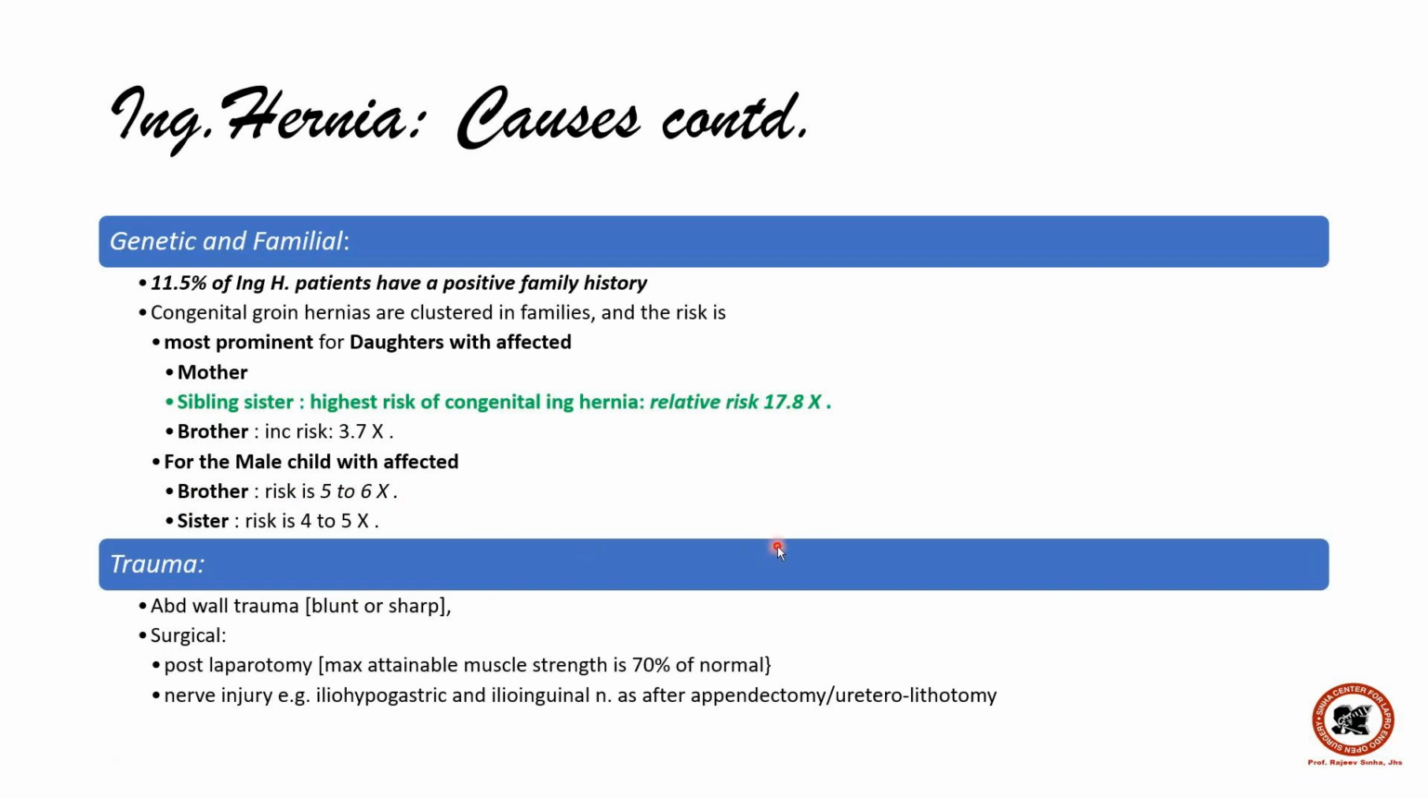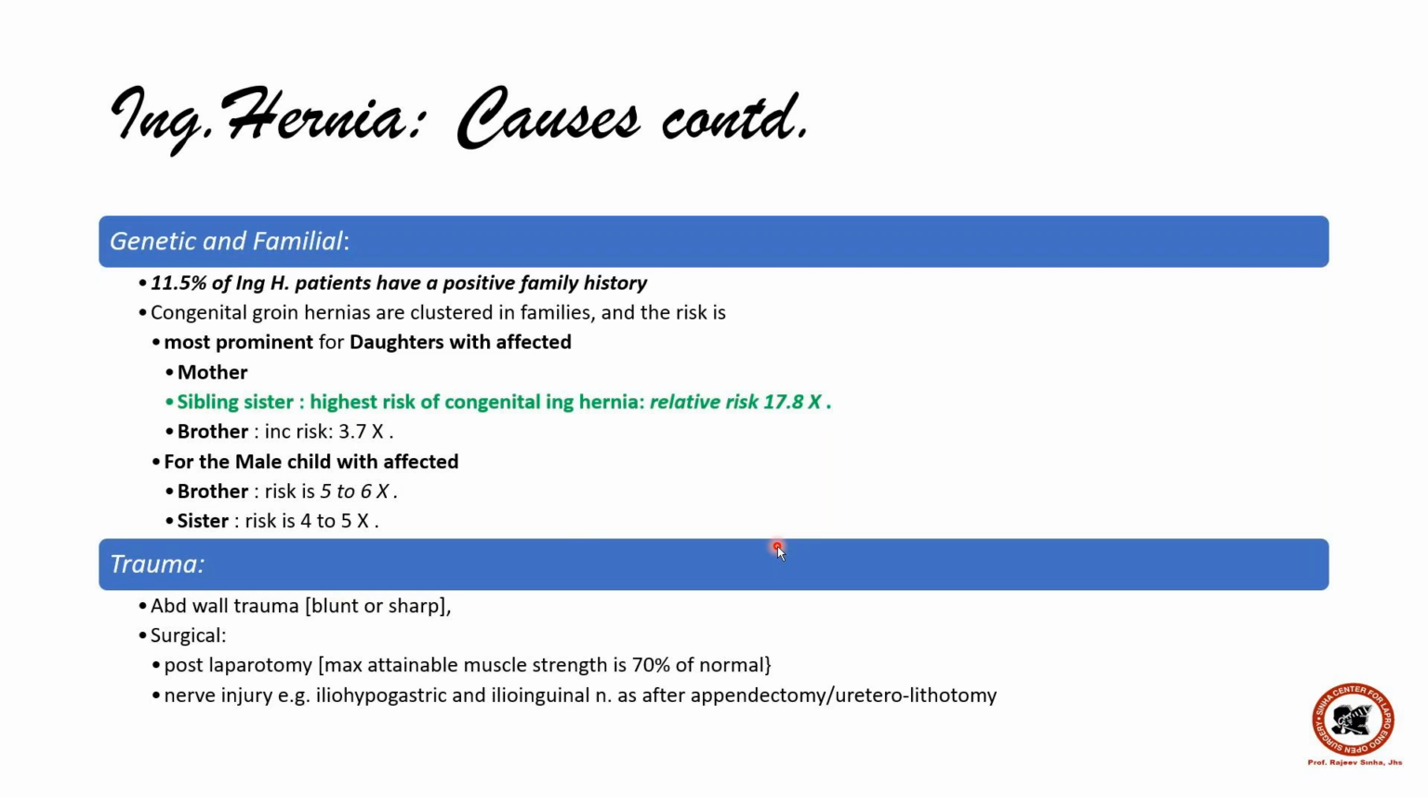Trauma is again a very important reason for genesis of inguinal hernias, and among the traumas, abdominal wall trauma, or it could be a surgical trauma, which we have referred to time and again, post appendectomy, post ureterolithotomy in the region of the anterior superior iliac spine.